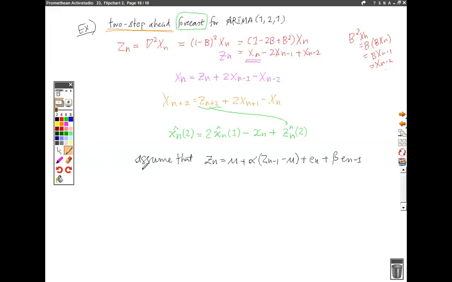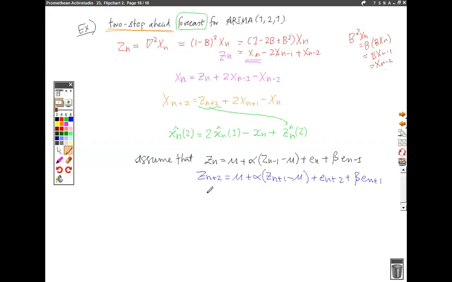So now I'm writing my equation for Zn plus 2. The mu will be as it is. It does not depend on time. Alpha doesn't depend on time. And instead of n minus 1, now I will have n minus 1 plus 2, which is n plus 1. So let me just write this z as this because otherwise it gets confused with 2. So minus mu plus e n plus 2 plus beta e n plus 1, right?